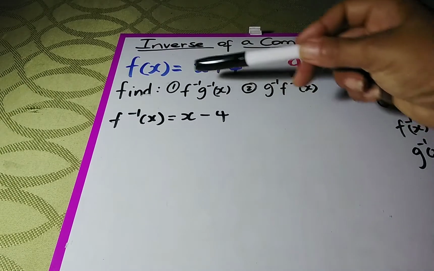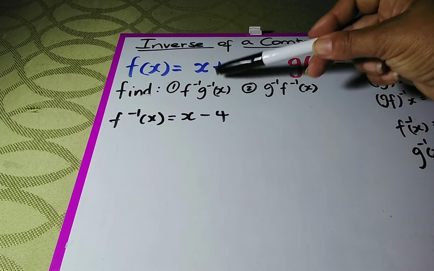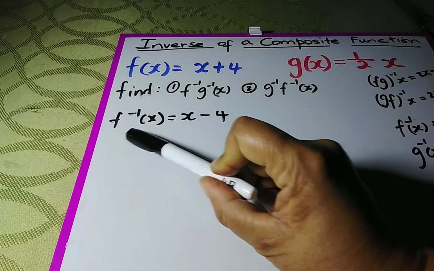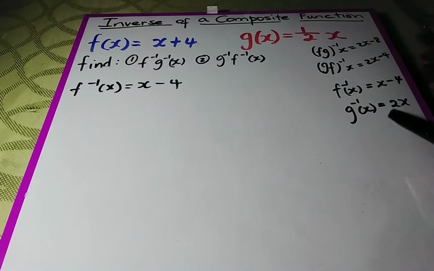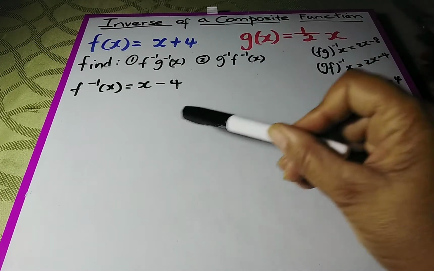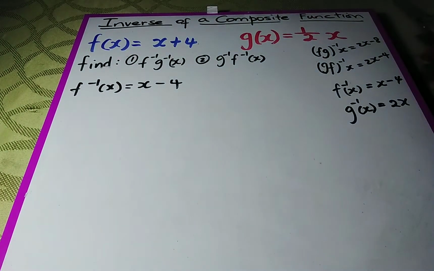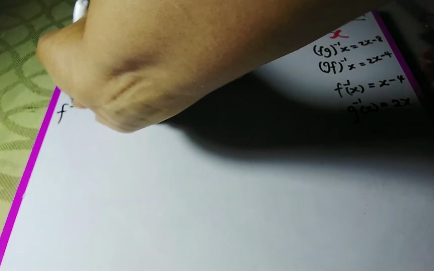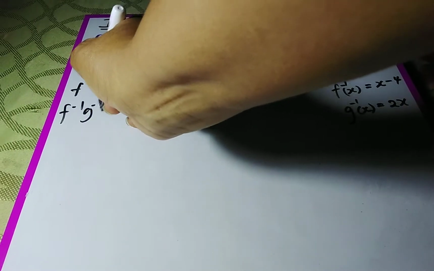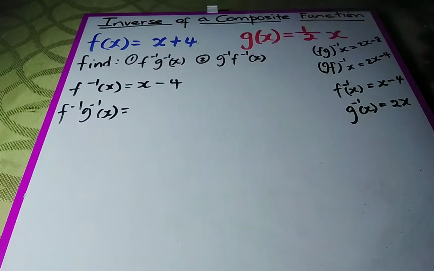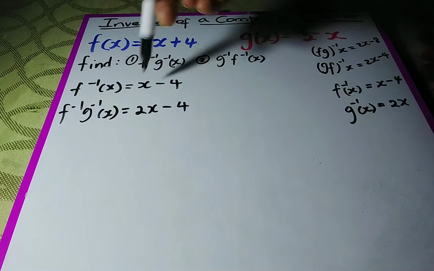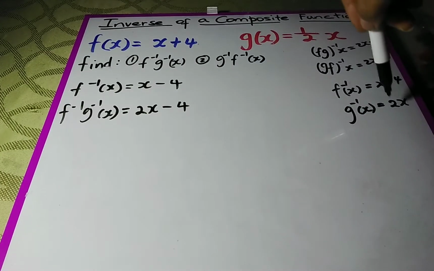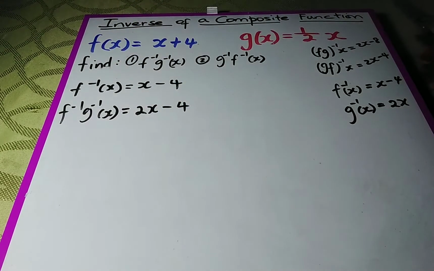So now we are going to find f inverse g inverse of x. So first I write down the primary function. Then I'm going to put the secondary function, which is 2x. I'm going to put 2x where x is in f inverse. So let's do that. So f inverse g inverse of x would be equal to 2x minus 4. We replace the x by the 2x, and so that is the answer.